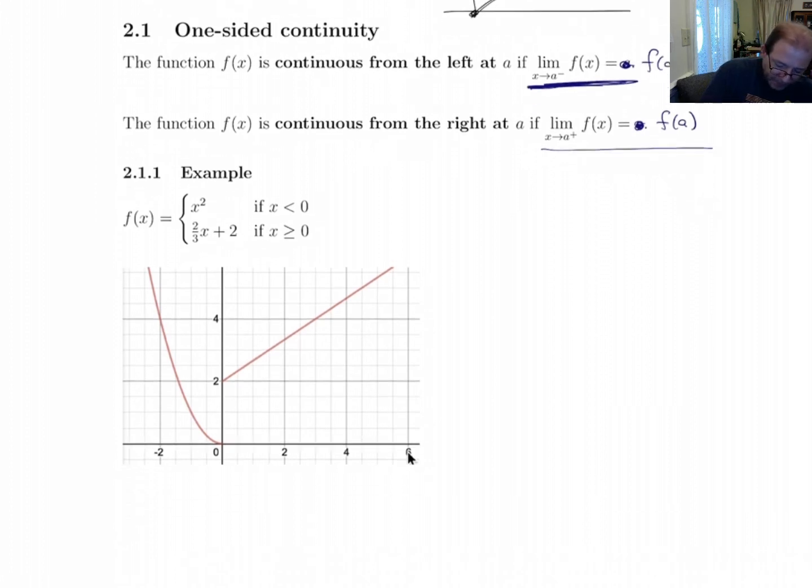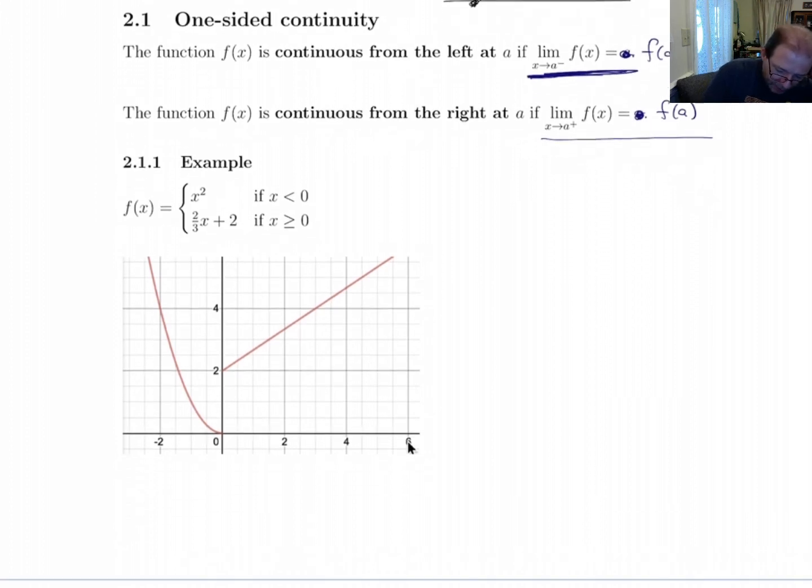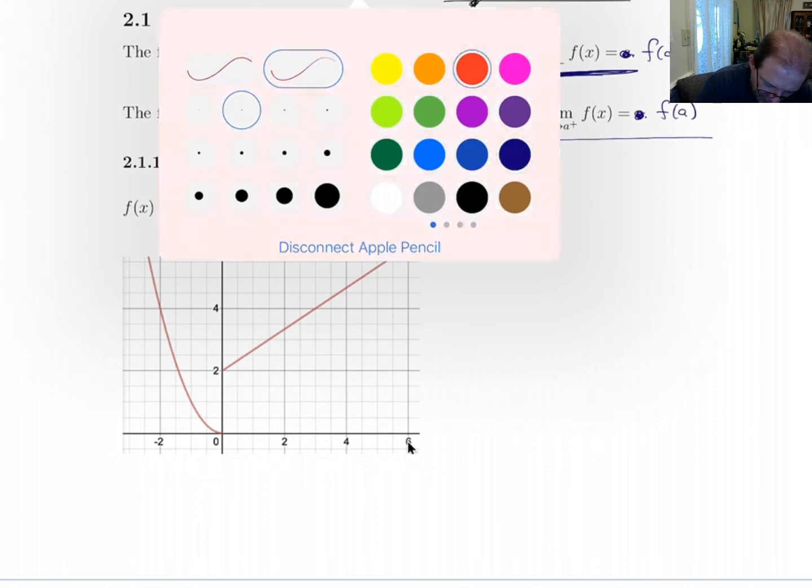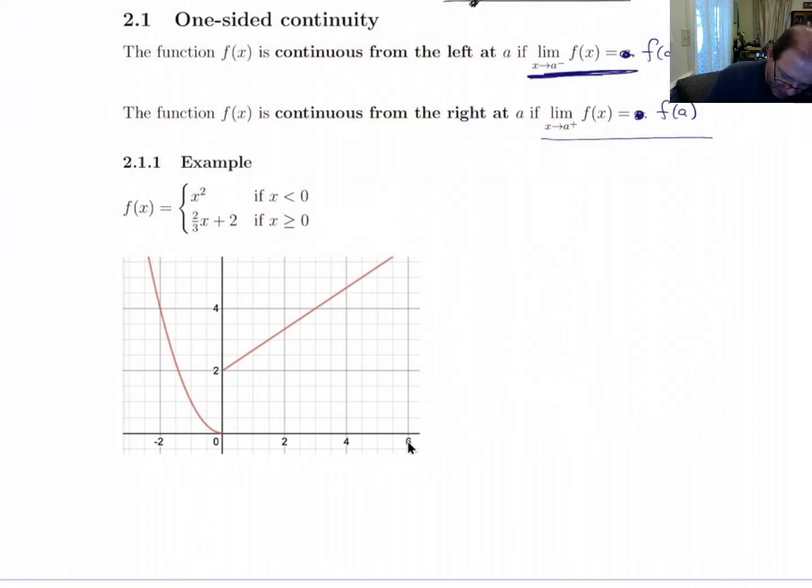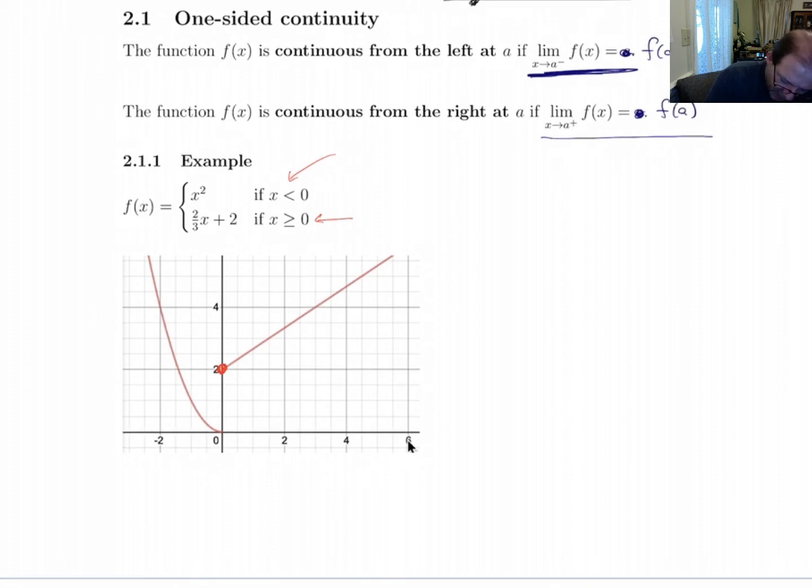So for this example here, this is a graph that I drew on Desmos, but it's not a great graph because it doesn't show what's going on at the transition point. When x is equal to 0, that's here. So 2/3 x plus 2, that means that we've really got a filled-in circle here. We've got an open circle down here. So this graph we would say is continuous.